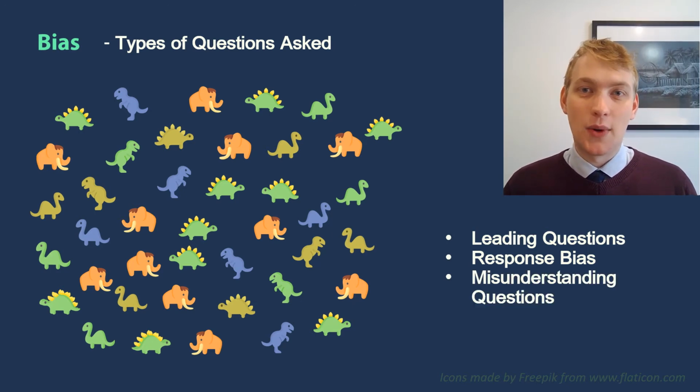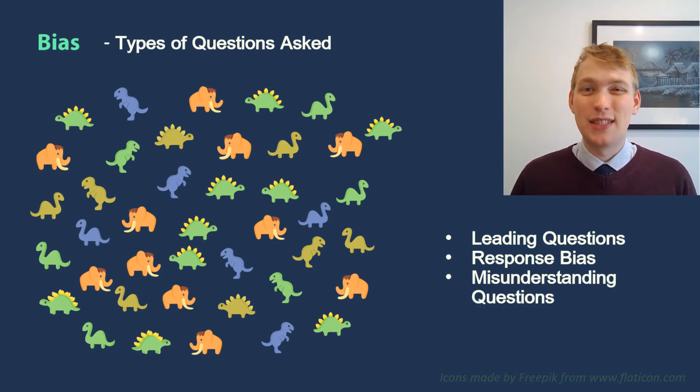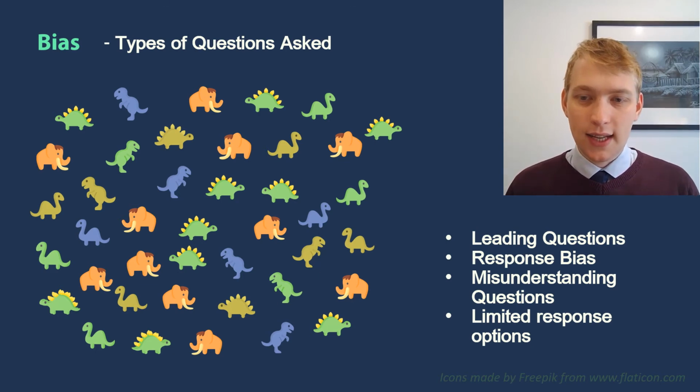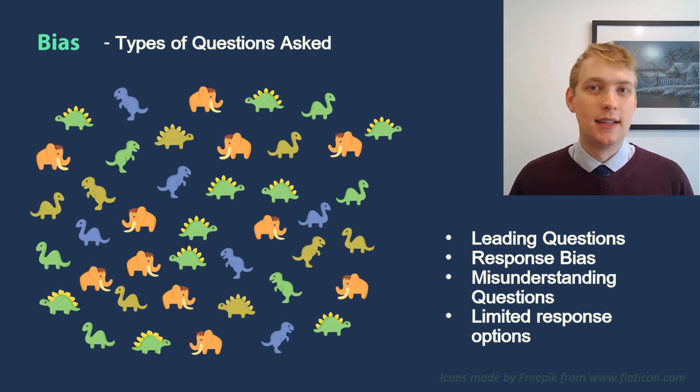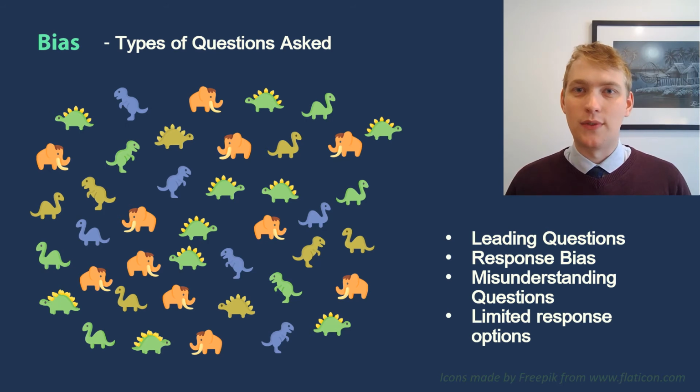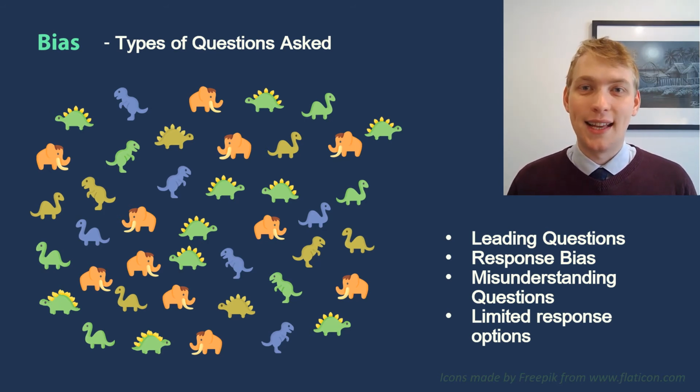Next, misunderstanding questions. So if I ask you a question that has lots of technical language or big words in there and you don't understand what they are, you will end up guessing a bit, guessing what it asks, and it may end up in some false data coming through. And finally, if there's limited response options. So if I was asking the question, what's your favorite color? I give you 3 options. Your favorite color is blue and I didn't say it. Then the data is going to be skewed because it's not actually your favorite color being represented there.